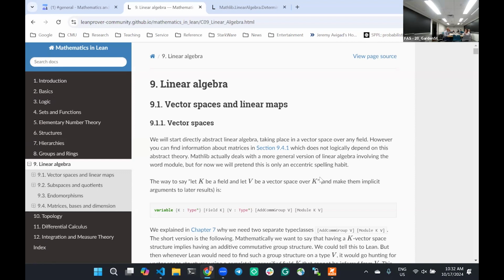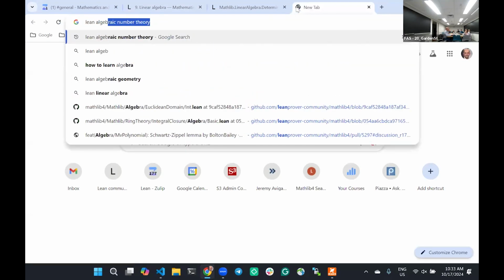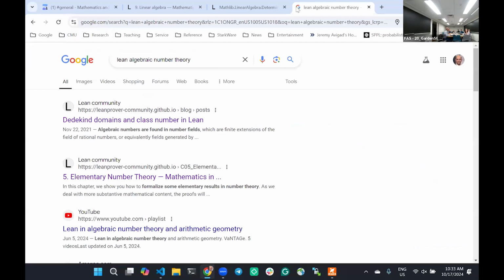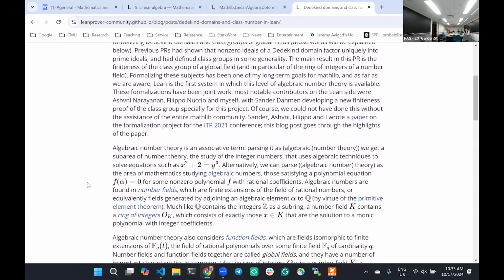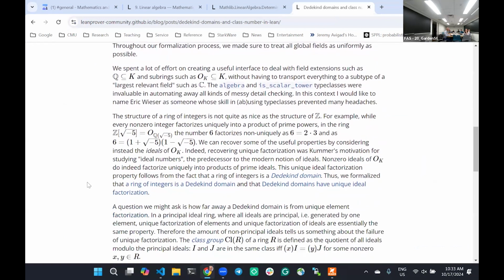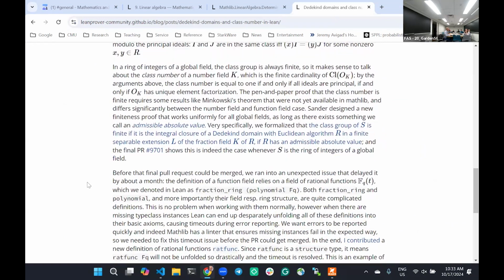I guess the other thing to do, there's always Zulip, going and asking questions, and people will give you information and overviews. And there's Google. Sometimes formalizations happen, and people will write up papers about them and they will be published. So if you're interested in Lean and algebraic number theory, for example, what do we have? There's a blog post about Dedekind domains and the class number on it, and that will give you some prose and an overview of the definitions.